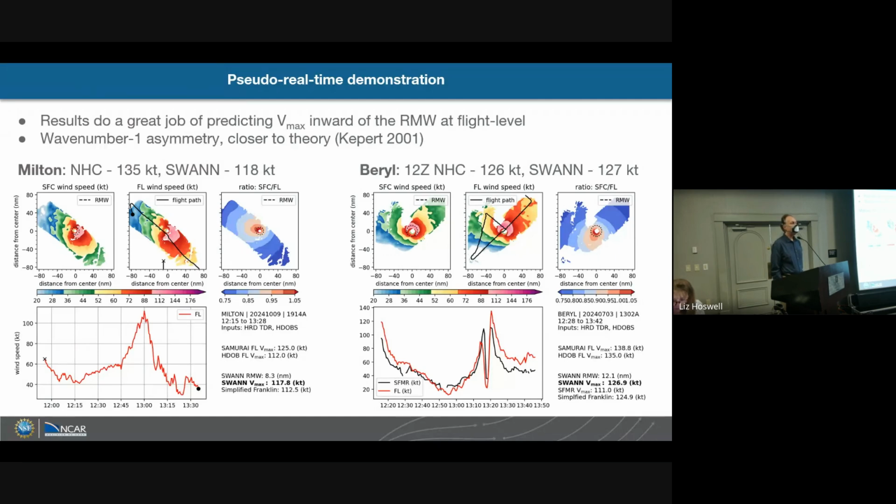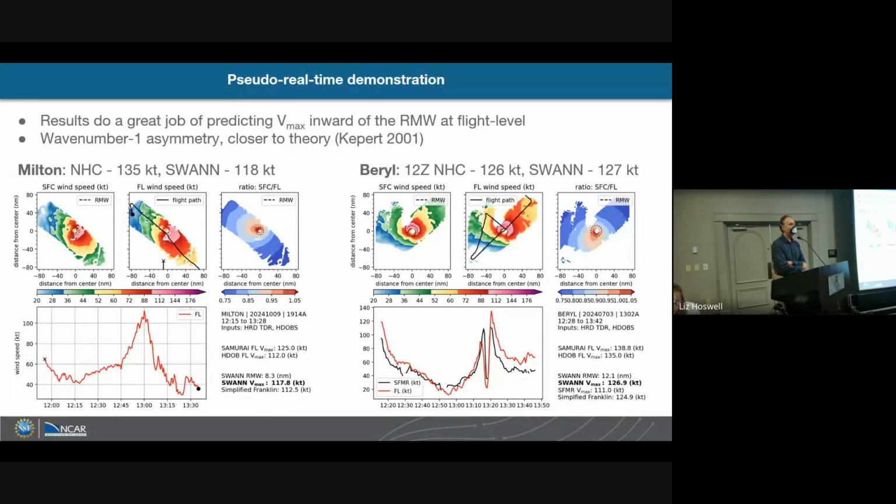Okay, so what do these products look like? Here are 2 example products that have been running in pseudo real time. Jen has been doing all the implementation and integration over at CSU, and she's been running some of these within like an hour or 2 after the data come in. On the left, you see Milton. At this point in time, NHC analyzed 135 knots. The left panel is surface wind speed, the middle panel is flight level wind speed, and you can see how these compare. And then on the right, you have the actual wind ratio.